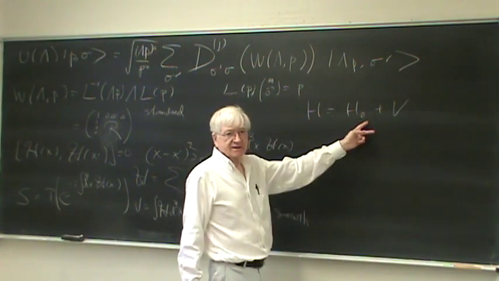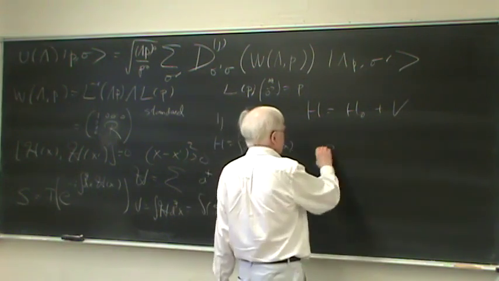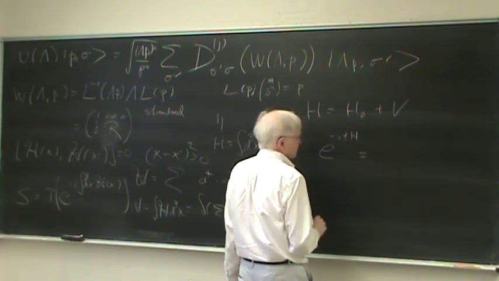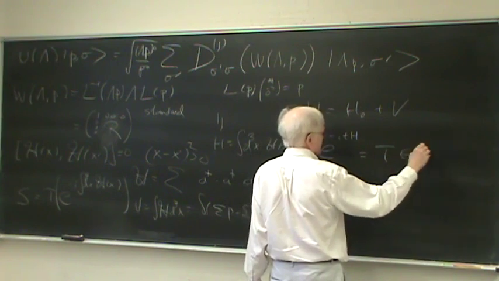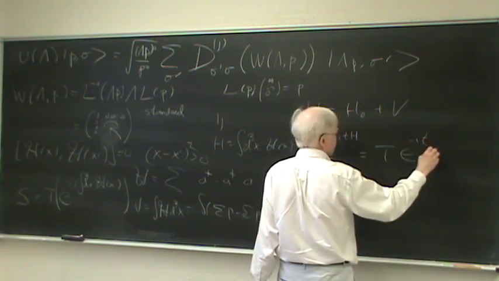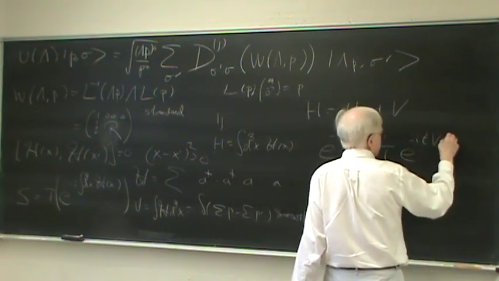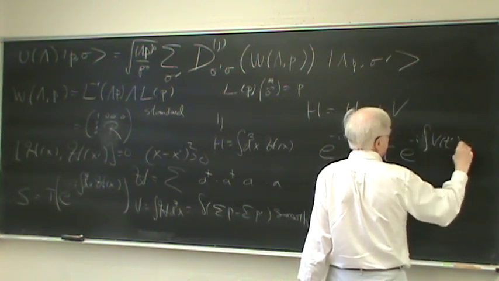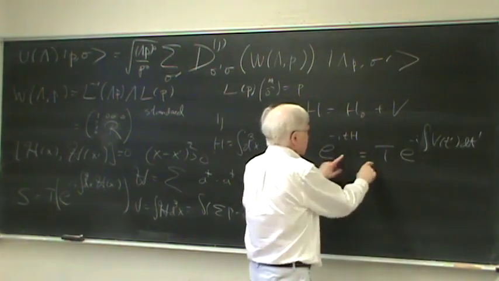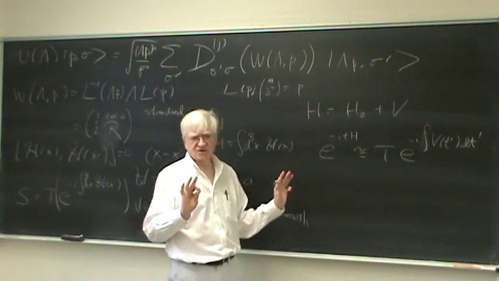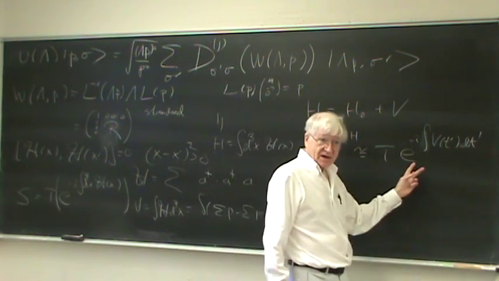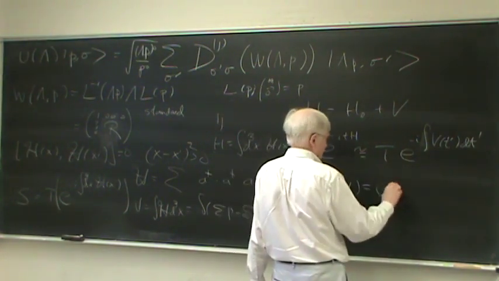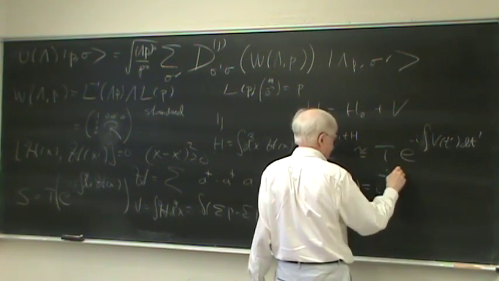When you write the Hamiltonian this way, it turns out that you can rewrite, and now I'm going to get this possibly wrong, this as a time-ordered exponential of e to the minus i times the integral of V of t prime dt prime, and when I say equals, I mean maybe up to an overall unitary transformation. So this is the interaction picture.